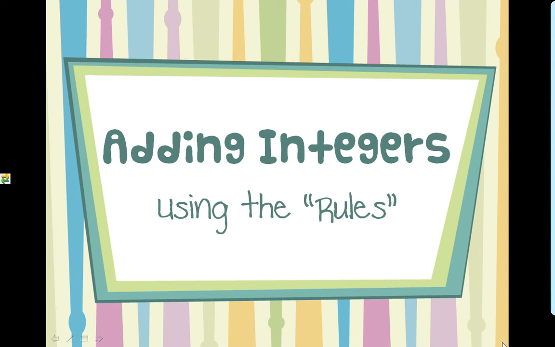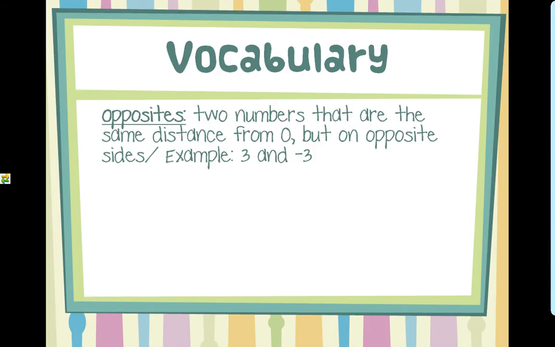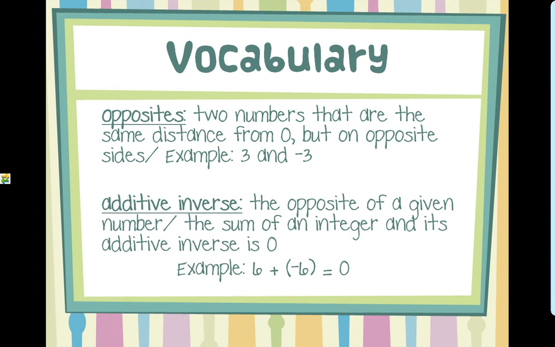Okay, we have learned other ways of adding integers, and today we're just going to learn how to add these integers using the rules. So we have some vocabulary today. You need to know what opposites are. Opposites are two numbers that are the same distance from 0, but on opposite sides. So for example, 3 is 3 spaces away from 0. And its opposite, -3, is also 3 spaces from 0. You can also just think of a whole number and then its negative. So you have 3 and -3.